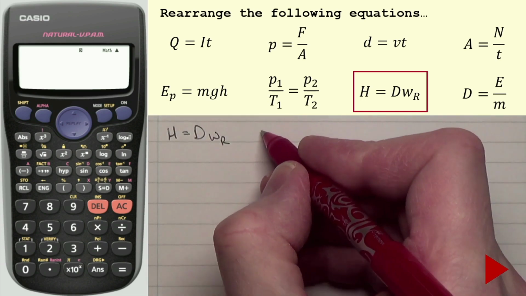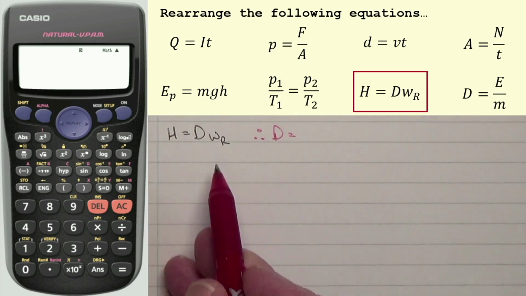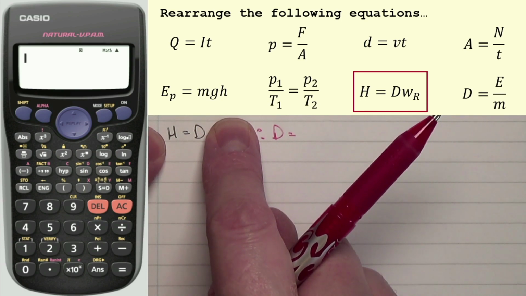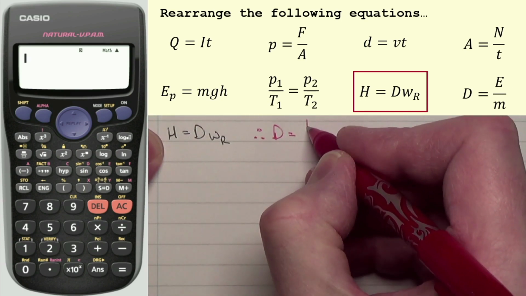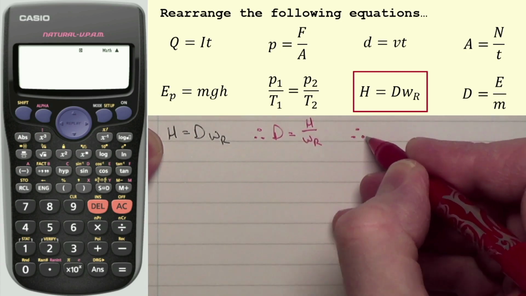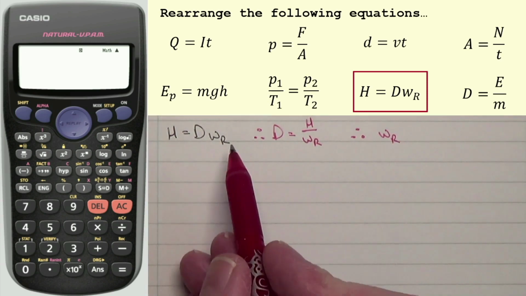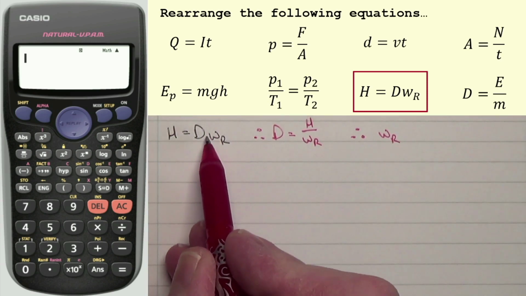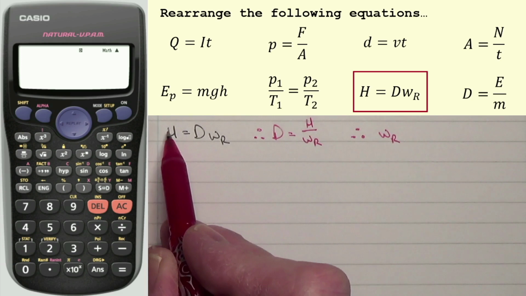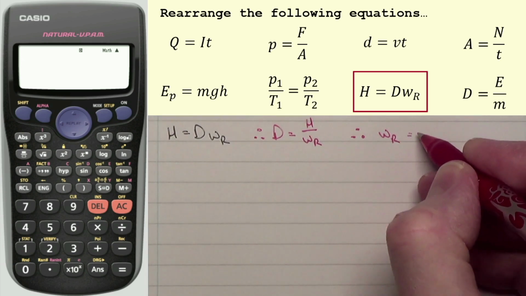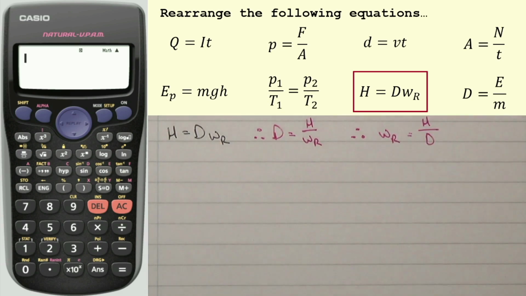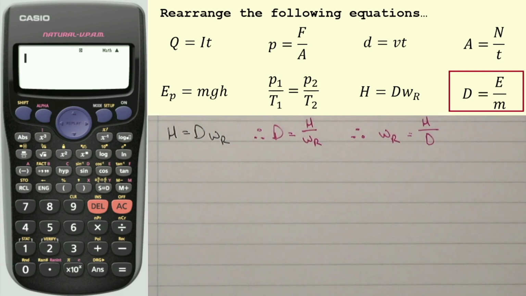So to get D as the subject, D is equal to, it's being multiplied by WR, so divide the right hand side by WR, divide the left hand side by WR, giving you D is equal to H over WR. Second of all, to make WR the subject of the equation, well, it's being multiplied by D, so we want to divide the right hand side by D, and then of course we'd want to divide this by D as well. So WR would be H divided by D.